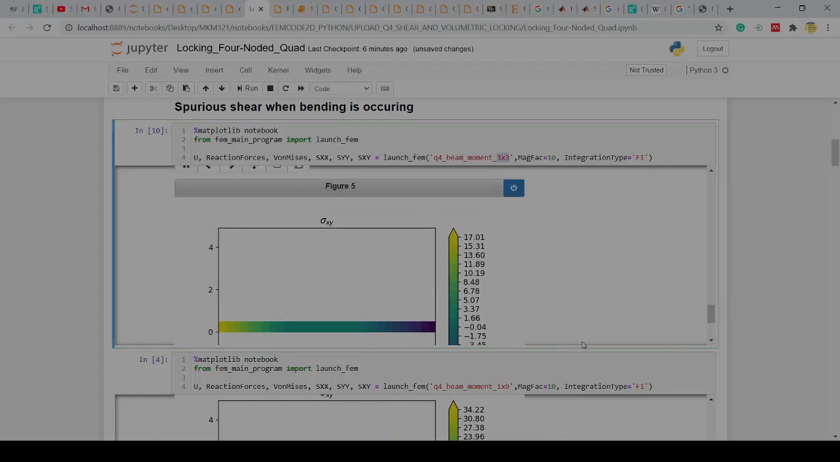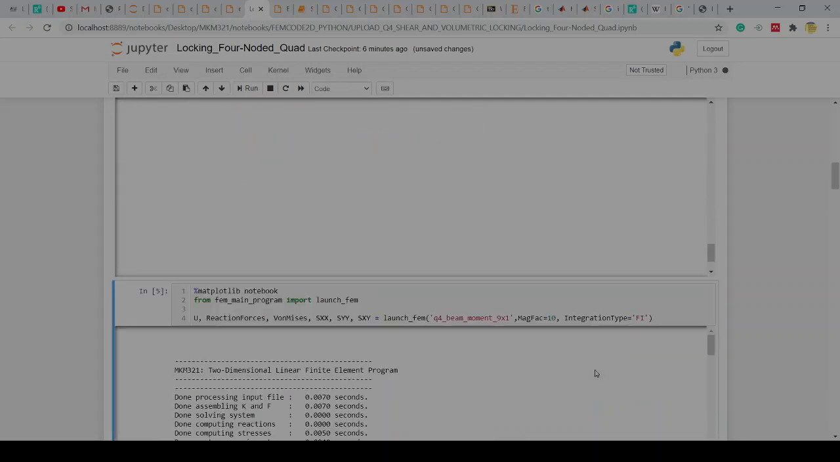Now we're going to model it again, but let's say 1 element through the height, 9 along the length. So I'm using 9 elements along the length. Let's see what we get now.